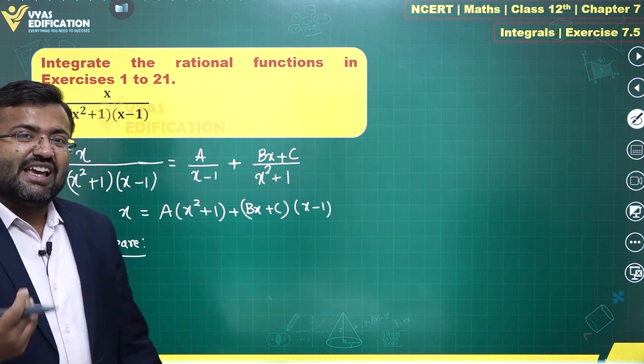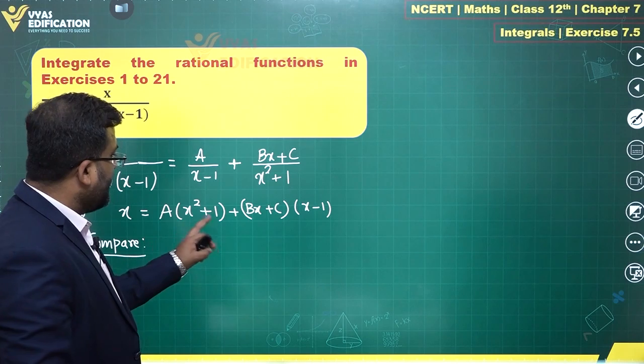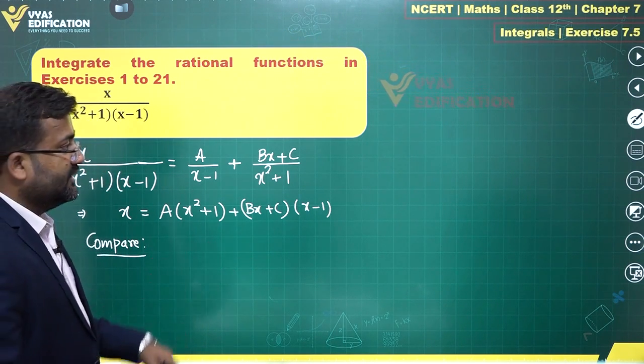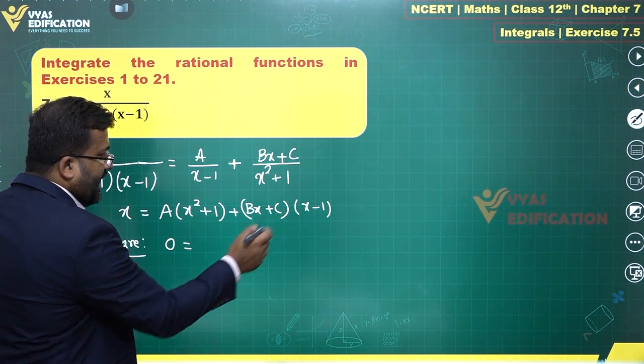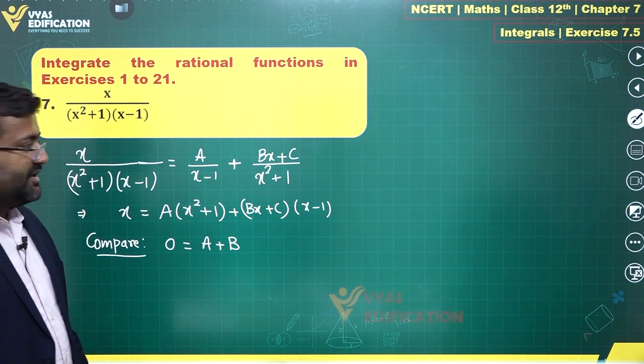So I have a, b, c as three unknowns, so I need three conditions. The three conditions would be the coefficient of x square compared on both sides, the coefficient of x, and the constant term, right? So the coefficient of x square over here is 0, which is equal to a x square and b x square. This is a plus b. 0 is equal to a plus b.